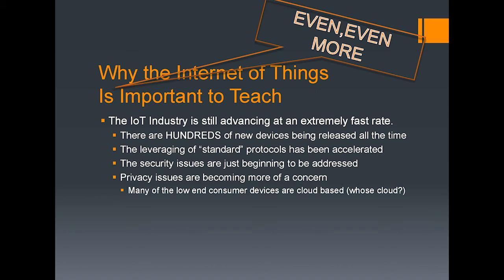Security, on the other hand, is just sort of starting to be addressed. I think I saw in an article a month or so ago that some of the industry leaders are getting together and talking about developing a set of minimum guidelines that IoT devices have to meet in order to be marketed. So that's coming, but it's been slow in coming. And then there's the whole privacy issue.